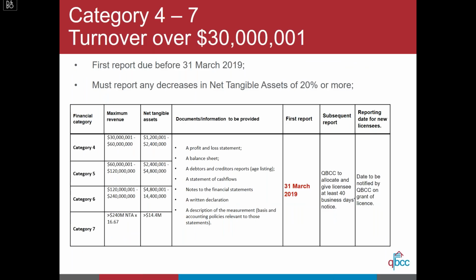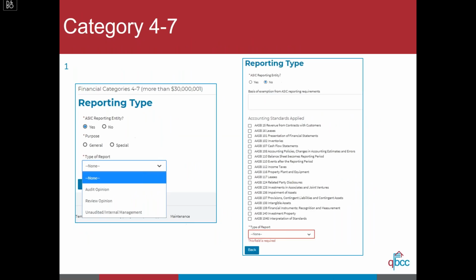Now, if we look at our category 4 through to 7 licensees, so this is those with a turnover of 30 million plus. You've only got another week or so to submit your financial information. It's due on or before the 31st of March. You have to also provide us with the same sort of profit and loss balance sheet information. There's a little bit more that you do have to provide us with, and I'll just flick through to those screens.